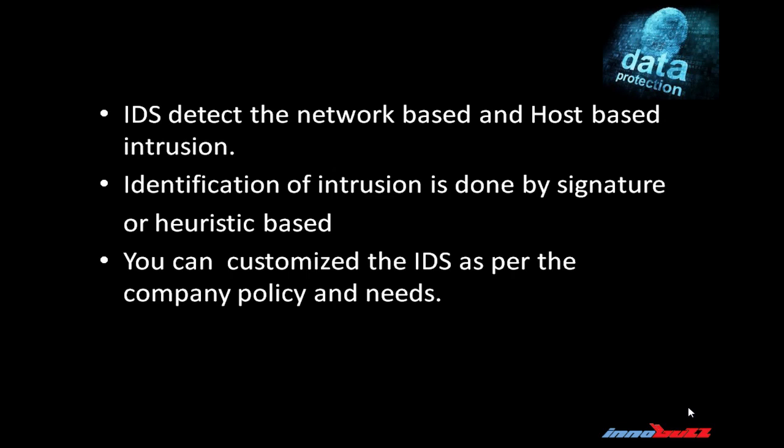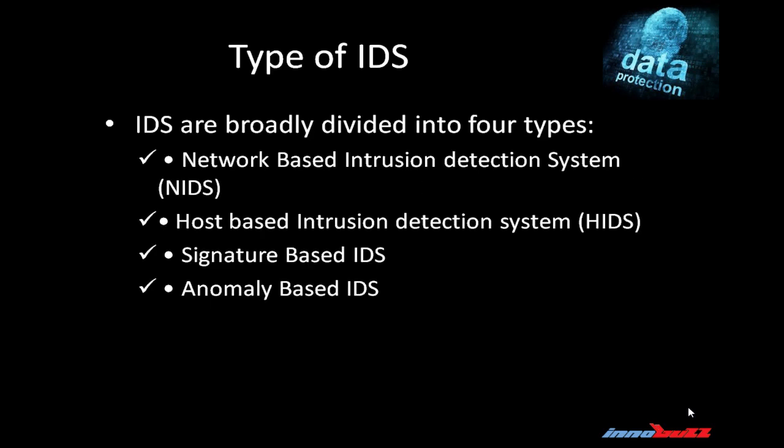IDS detects network-based and host-based intrusion. The identification of intrusion is done by signature or heuristic. You can customize the intrusion detection system as per the company policy and needs. There are broadly 4 types of intrusion detection system: network-based intrusion detection system, host-based intrusion detection system, signature-based intrusion detection system, and anomaly-based intrusion detection system. Let's discuss the types of intrusion detection system one by one.